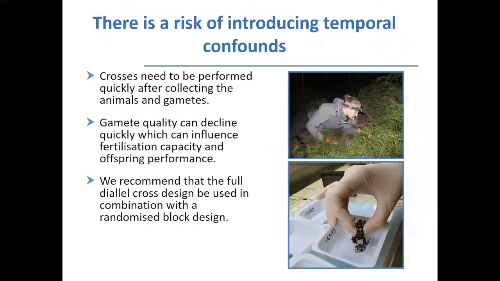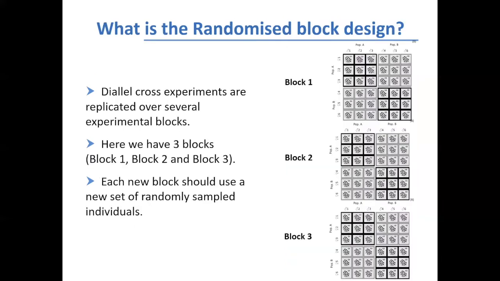So while this design is powerful, there's an inherent risk of introducing temporal confounds. Crosses need to be performed quickly after collecting the animals and gametes. Otherwise, gamete quality can decline quickly, which can influence fertilisation capacity and offspring performance. This limits how many animals you can work with at once. To overcome this challenge, we recommend that the full diallel cross design is used in combination with a randomised block design. So what is a randomized block design?